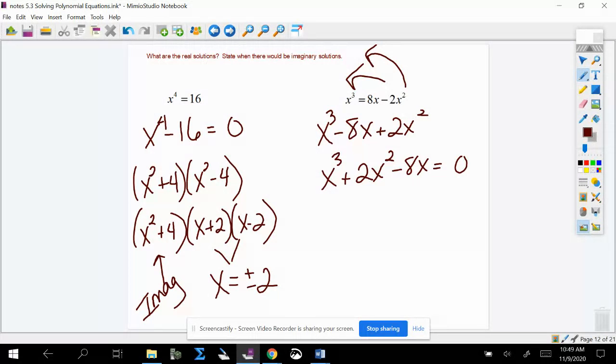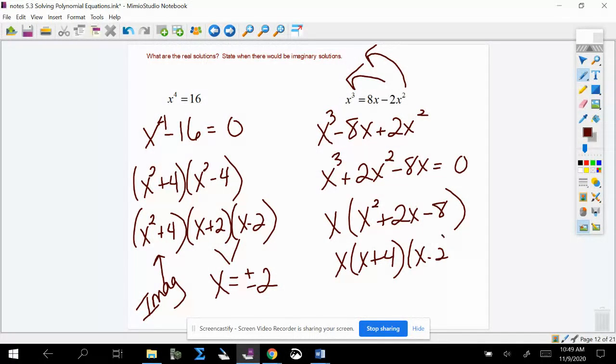Next one does have a GCF. All of the terms, you can take an x out. Can't take any numbers out, but I can take a variable out. I'm left with x squared plus 2x minus 8. So now I'm looking for a basic FOIL factor, two numbers that multiply to get negative 8 and add to get positive 2. That would be x plus 4 and x minus 2.